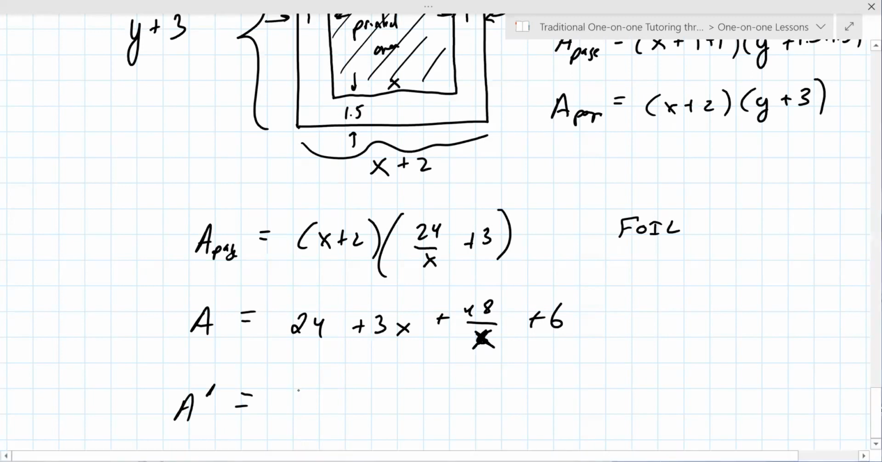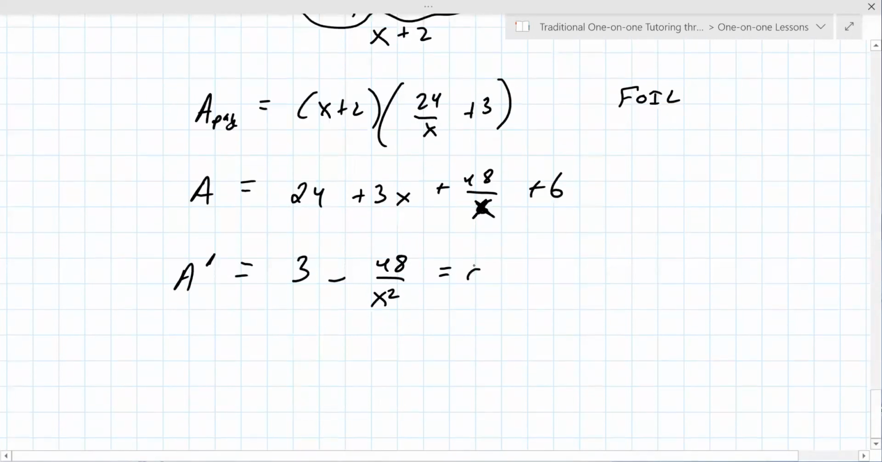So it should be 3 minus 48 over x squared. And then you set that equal to 0 and solve for x. So why don't we just solve this for x? Take a minute or two for that.